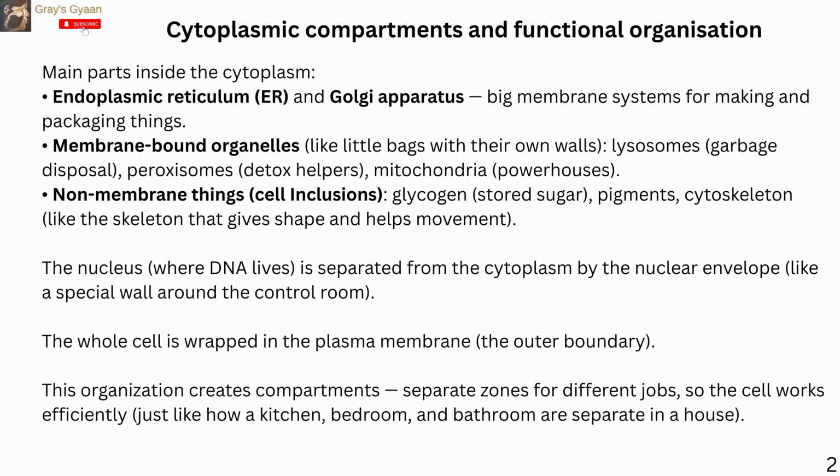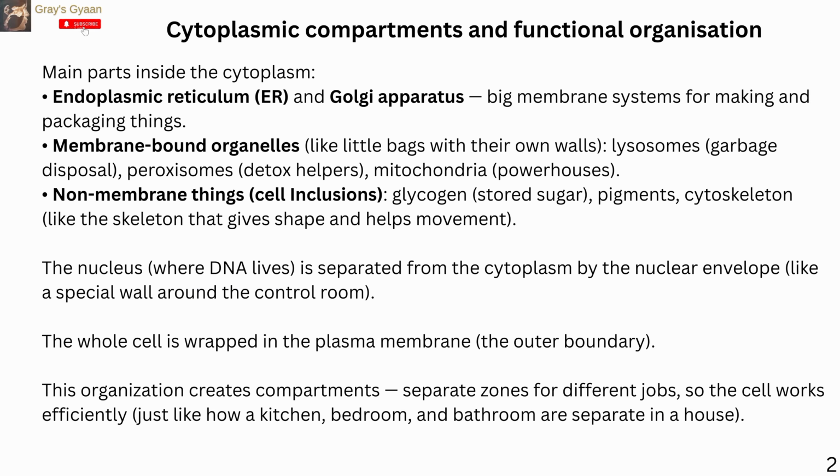Main parts inside the cytoplasm: endoplasmic reticulum and Golgi apparatus, big membrane systems for making and packaging things. Membrane-bound organelles, like little bags with their own walls: lysosomes, garbage disposal; peroxisomes, detox helpers; mitochondria. Non-membrane things: glycogen, pigments, cytoskeleton, like the skeleton that gives shape and helps movement.